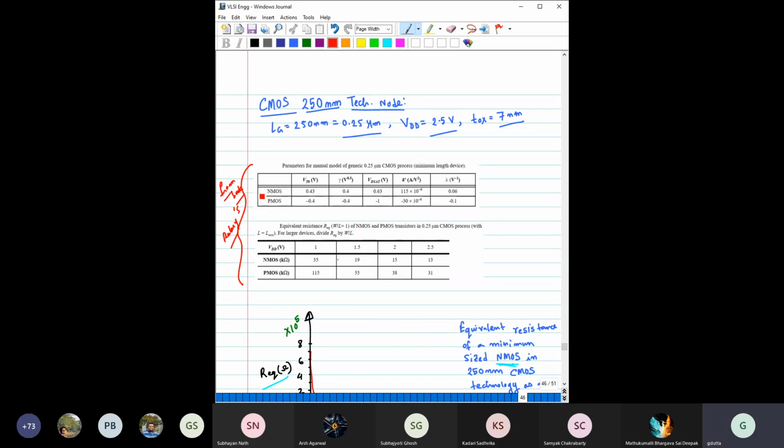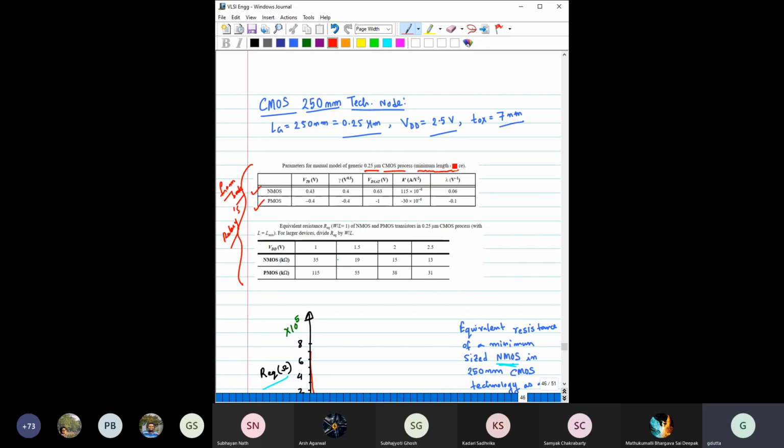Now if you see this, these are for the same technology node. Okay, 0.25 micrometer CMOS technology node, for minimum gate length. So minimum gate length is, for a particular technology node, they will mention this can be the minimum gate length, right? Say here it is 0.25, this is the gate length.